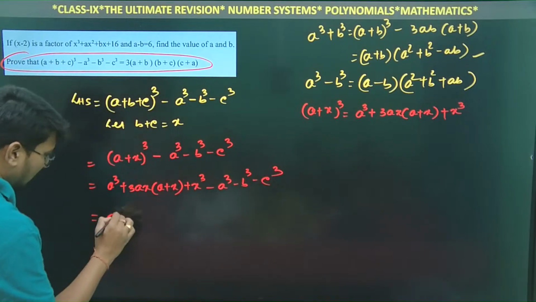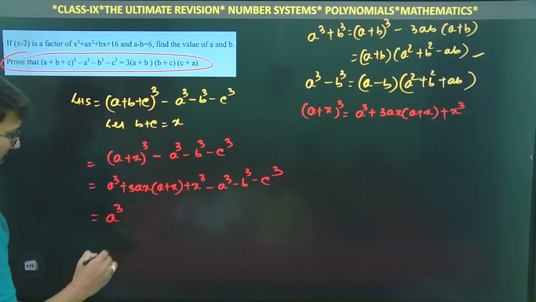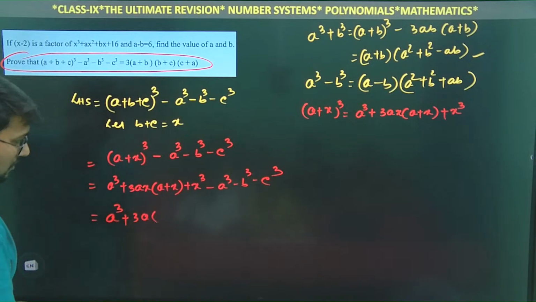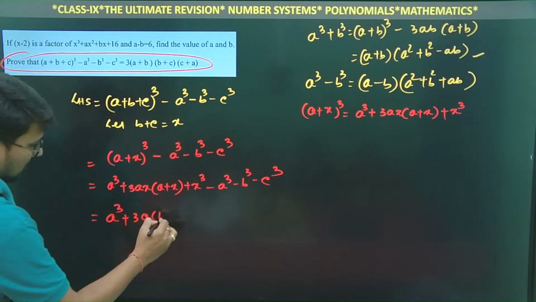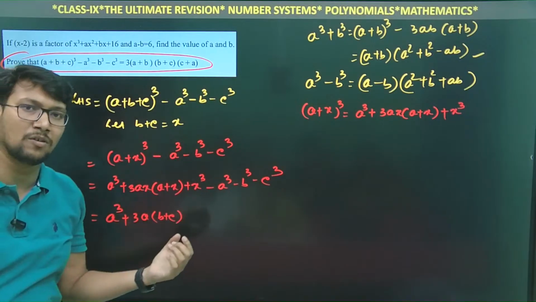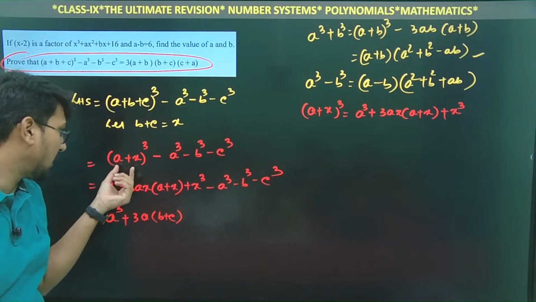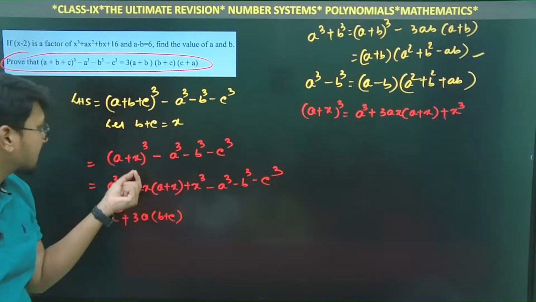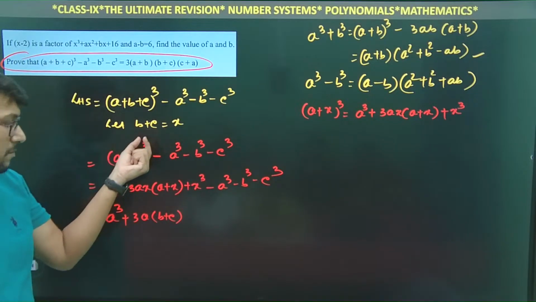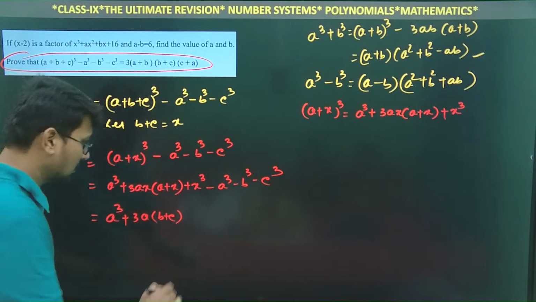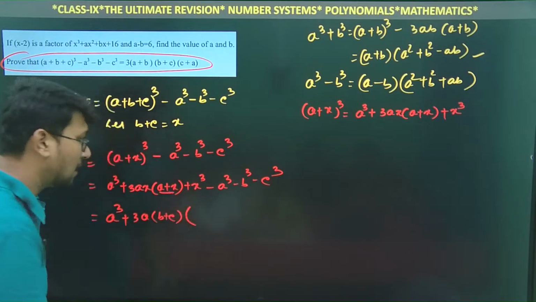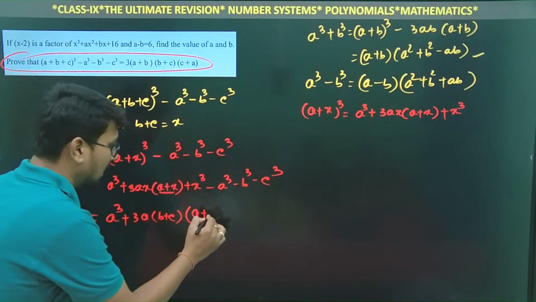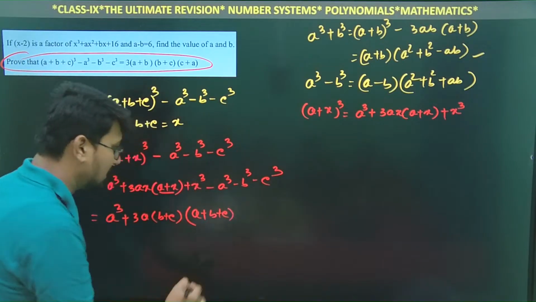Then a cube, what is that? We have to write plus 3 into b plus c. Who is able to understand now? See where I have changed. This is the a plus x whole cube formula I have applied. In place of x, I am writing b plus c, whole multiplied by a plus x. In a plus x, what will we put in place of x? b plus c. Done.